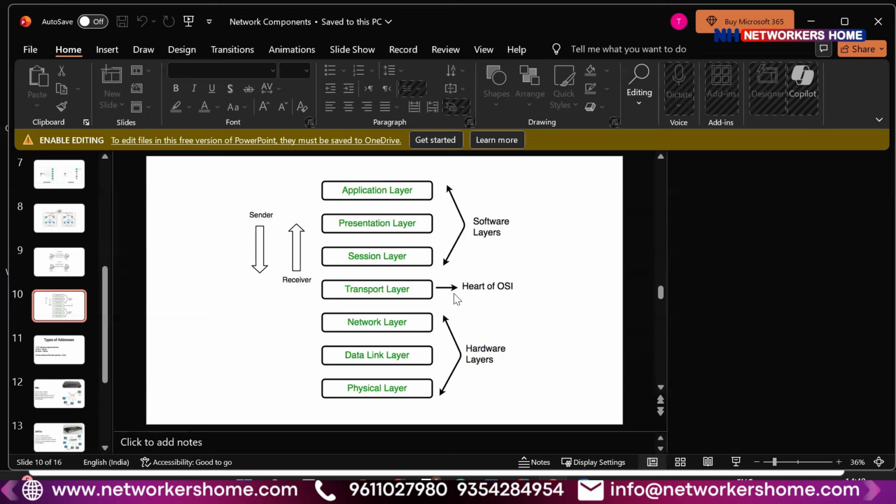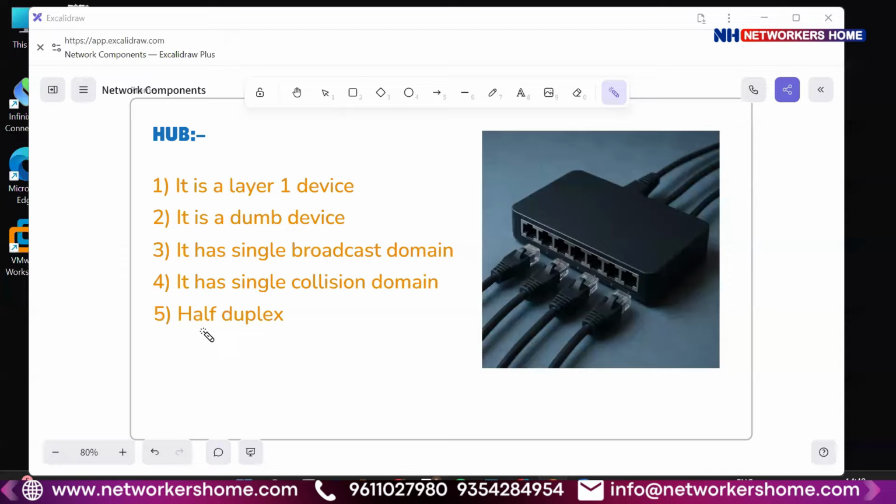Why do we call it the heart of OSI? We'll discuss that in the OSI layer, because that is the medium of communication between the user support and network support layers. Okay, right. Now come here. It is a layer 1 device. What is layer 1? Physical layer.